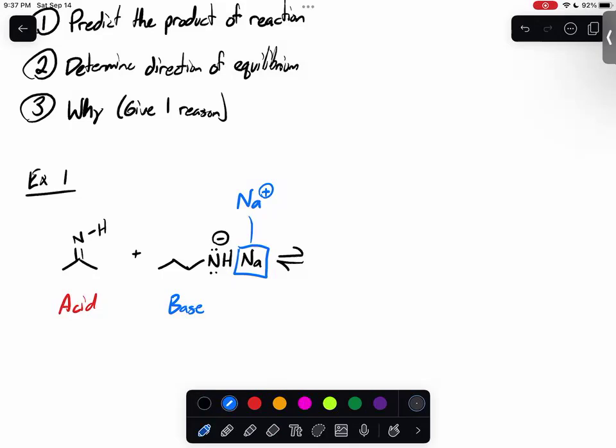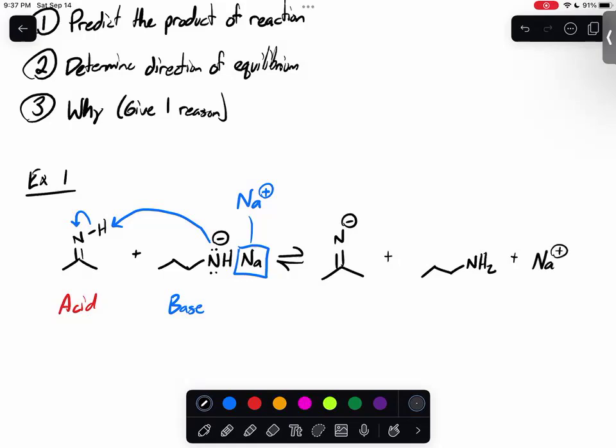So that's going to be our base. It's going to use its electrons to take that proton and give the electrons back to that nitrogen. And that's going to give us this structure here, nitrogen with a negative charge. And we're going to have our NH2 now, right? Because the lone pair is forming a bond with the hydrogen. So now the nitrogen has another hydrogen attached to it. And then we have our spectator ion, which is that sodium just chilling out over here. Has nothing to do with anything.